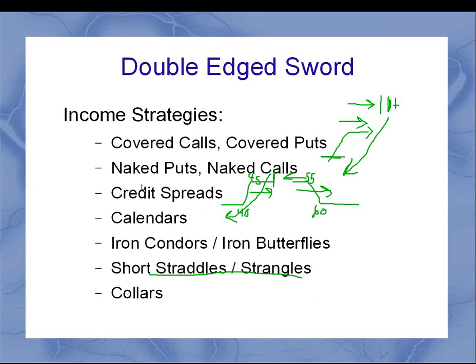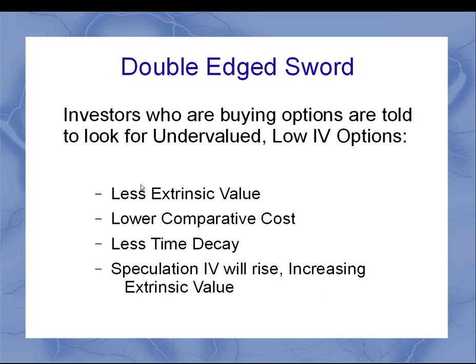Now, investors who are buying options are told to look for undervalued low IV options, and again, you may have the speculation that the implied volatility will rise, so that'll increase the value of the option even if the stock doesn't move. Well, with the low IV option, you're going to have less extrinsic value. So if you're looking at in-the-money options, you're going to have the intrinsic value, but then with the lower IV, you're paying for less time value, less extrinsic value. Lower comparative cost, of course, than options with a higher IV. You have less time decay because there's less premium to decay over time. And the speculation is that the IV is going to rise, and that would increase the extrinsic value again.